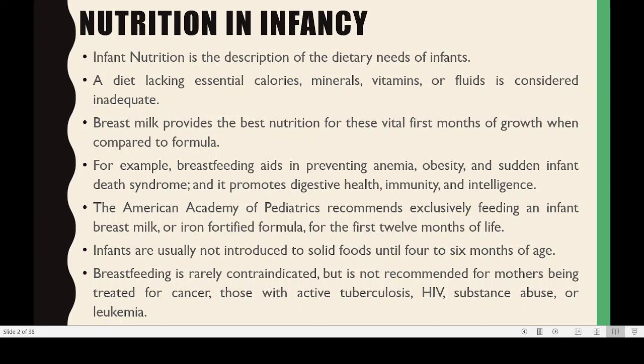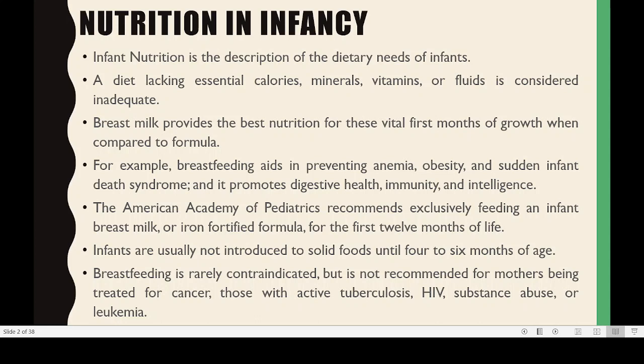It is not recommended for mothers treated for cancer, because in cancer treatment, radioactive treatment may be given. So the mother may have some radiation that can also affect the baby. That is why a patient undergoing radioactive treatment should avoid it. And also those with active tuberculosis.